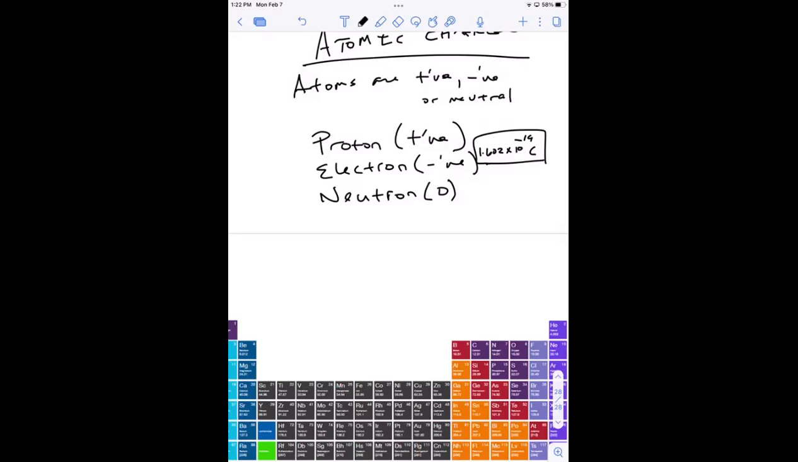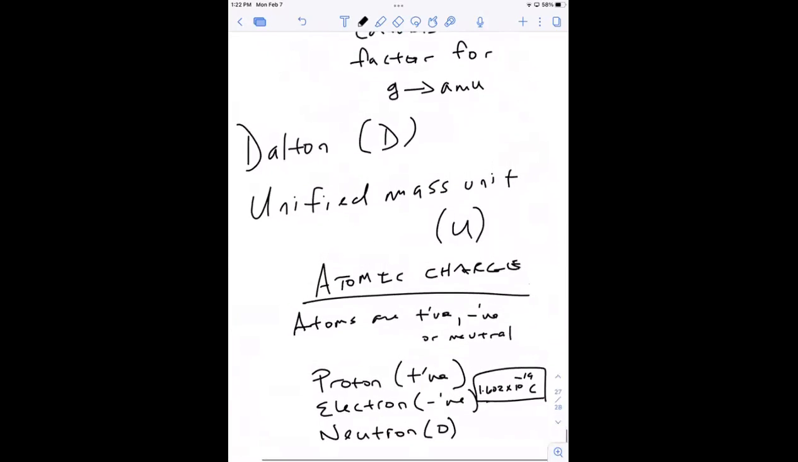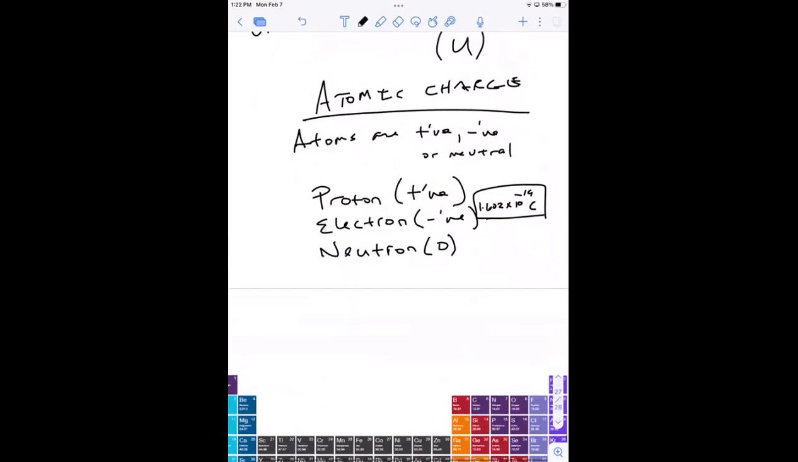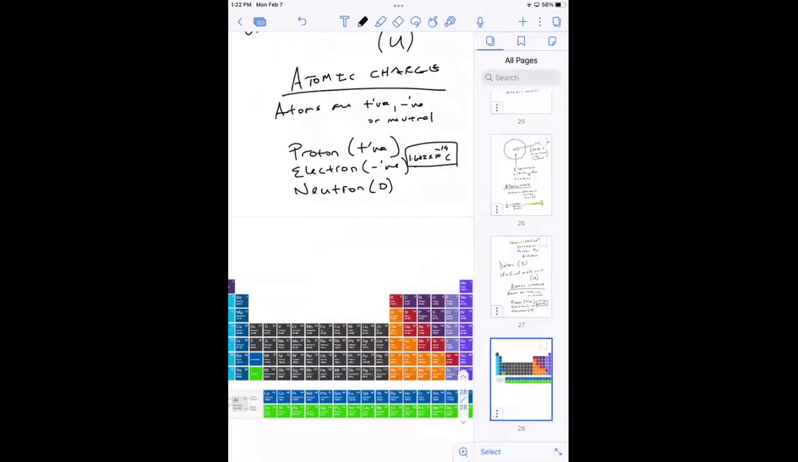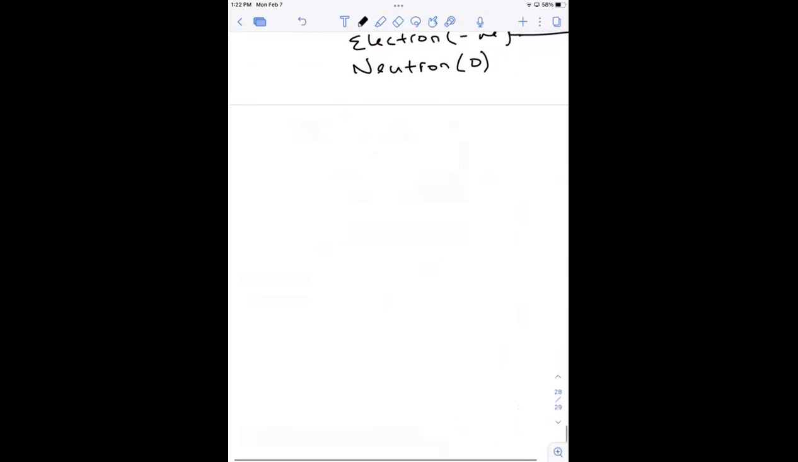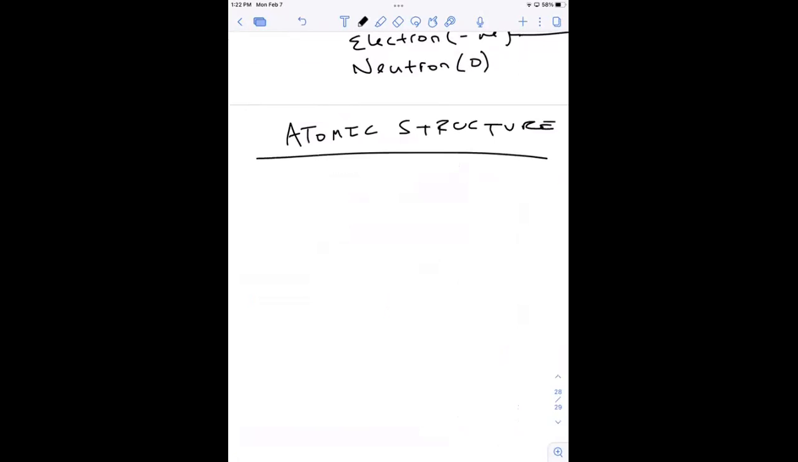All right. So we know something about charge, and we're going to know something about mass. And now let's talk about atomic structure. So let me add another page here. Right. So as far as atomic structure is concerned, we're going to have two terms that we're going to be dealing with, and that is Z and A. Z is the symbol for atomic number.